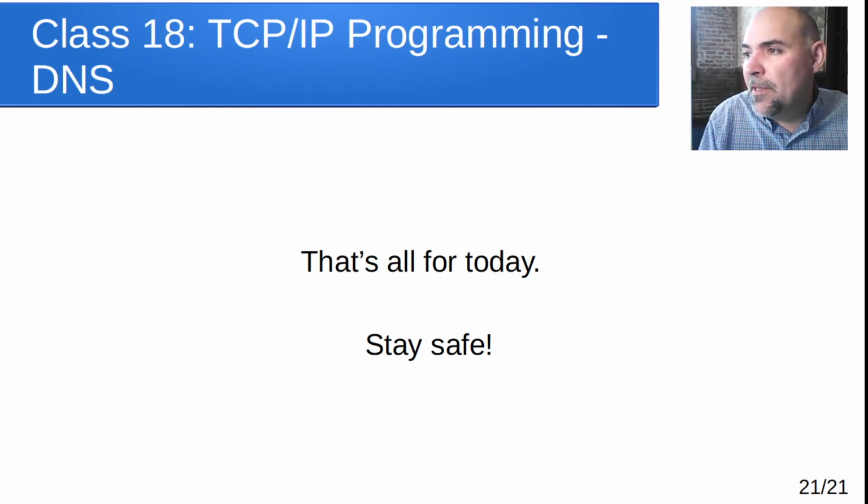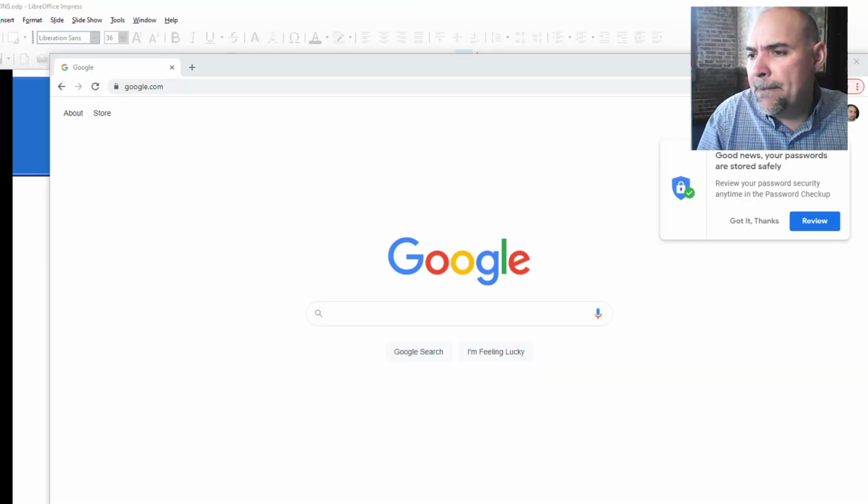So when I create a web browser, here, let me pull this over to where you can see it. Give me just a second here. I'll switch the camera. All right, so here's google.com.